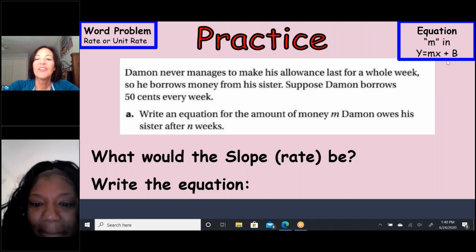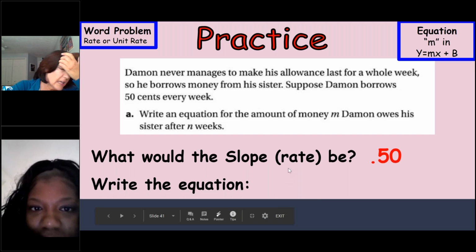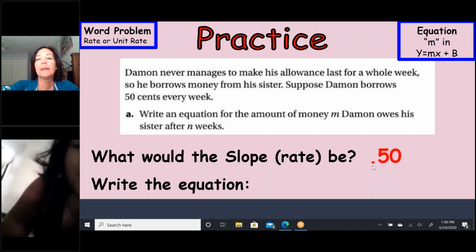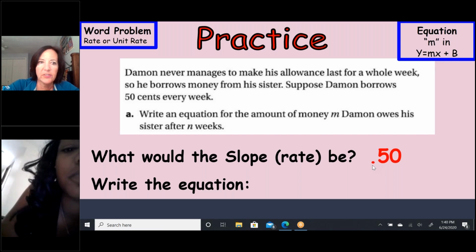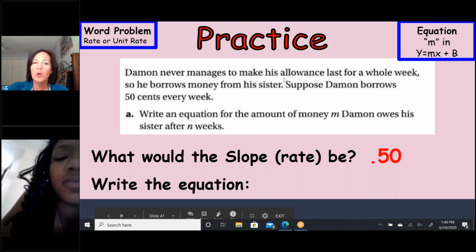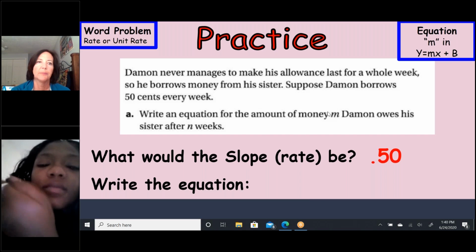50 cents. Nice. And I love that you said 50 cents, because I get a lot of people that say 50, but you have to be careful. Oh wait, that's cents. So it's like writing 0.50. So it will make a difference. Now, write the equation. We found the y-intercept before, and now we just found the slope. So what's the equation for this word problem?